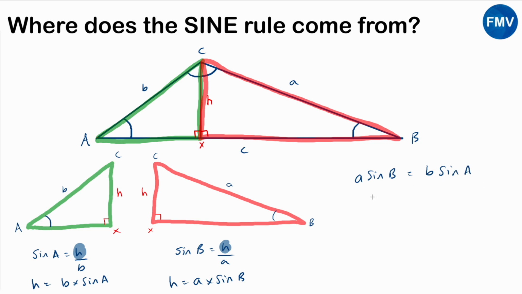I can divide both sides by sine A and both sides by sine B. If I did that, I will end up with a over sine A is equal to b over sine B. Now, because things are symmetrical, I can also do this. So now we have derived from basic trigonometry the sine rule. So this here is your sine rule.